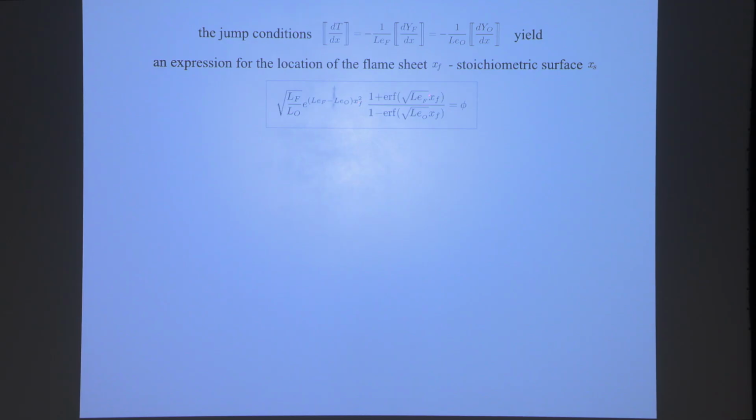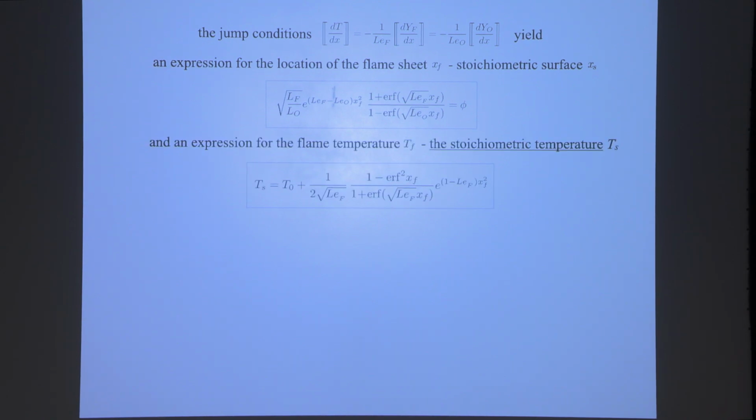You see, XF is the flame, or the reaction zone. I say flame, but in this context, it's always reaction zone. So XF is the reaction zone location, everything else is known. Depending on the Lewis number, it depends on the initial mixture strength, and so on. And you can also obtain an equation for the flame temperature, and this is the stoichiometric temperature. The temperature at the stoichiometric surface. That's the definition. And of course, it depends on this location, XF.